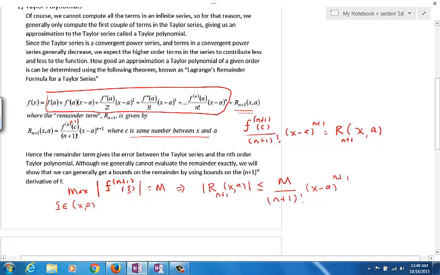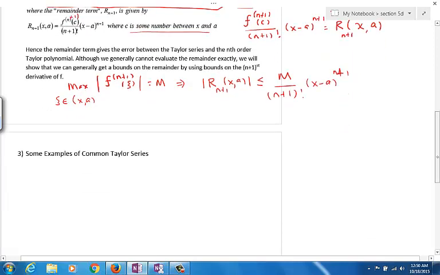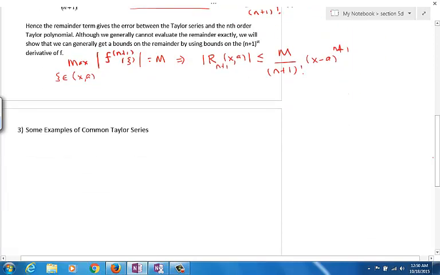Okay, so that's the idea. We want to find a bound on the n+1 derivative, and that bounds the error term. And this tells us that the error cannot exceed this quantity. We know x, we know a, we know n, and we figure out this bound, and this bounds the error. Okay. Let me show you a quick example.